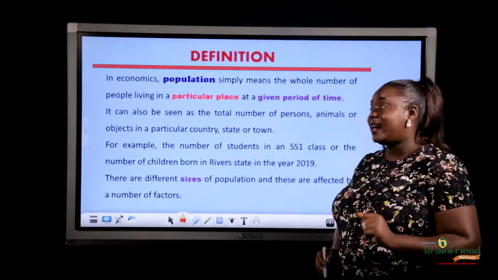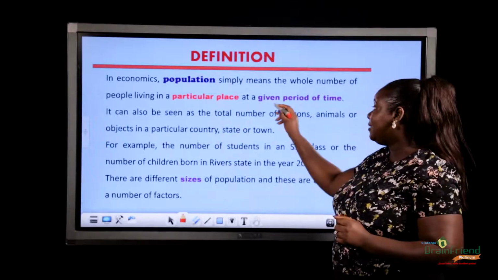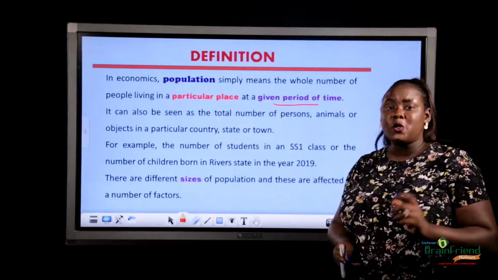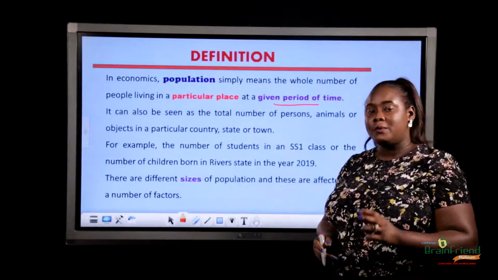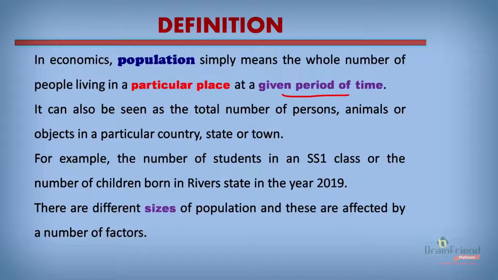Population can be defined as the total number of people living in a particular place at a given period of time. It can also be seen as the total number of objects, persons or animals in a particular place. A typical example of population is the number of males in a particular class. We have different sizes of population. Now let's look at population size and the factors that affect population size.